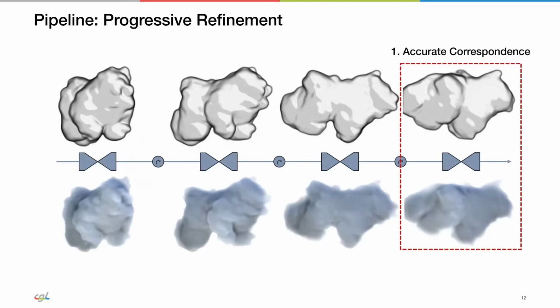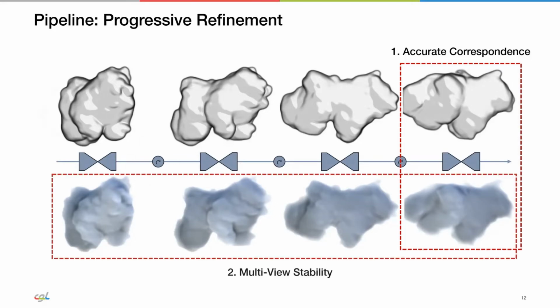First, the output density volume seen from target view should correspond to the input sketch. Second, the occluded part of density volume must be preserved to ensure multi-view continuity. So let's go over our pipeline.